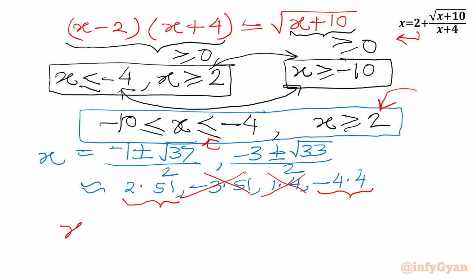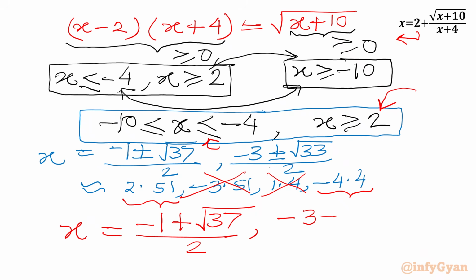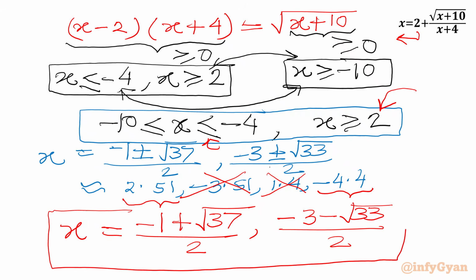So we have two real values of x which will satisfy our equation: minus 1 plus square root 37 over 2, and we'll write minus 3 minus square root 33 over 2. Two real values of x which will satisfy our equation.